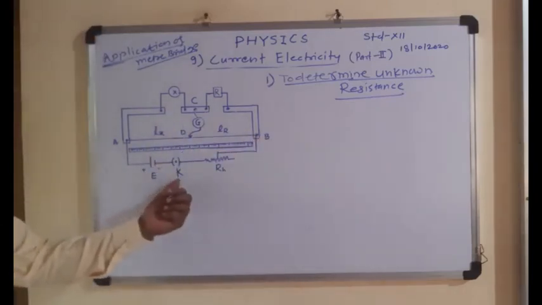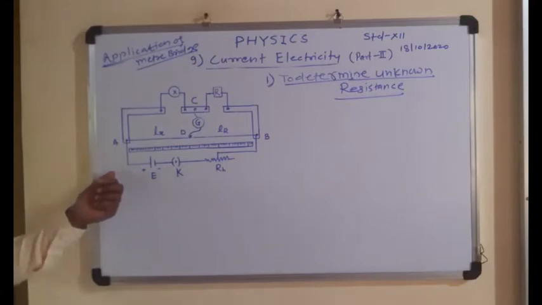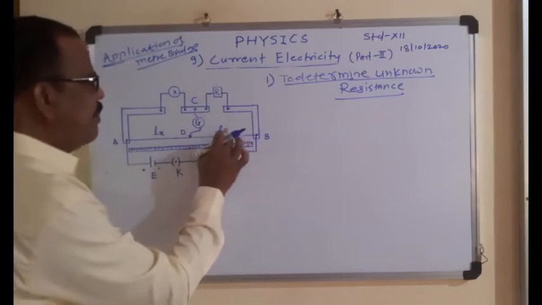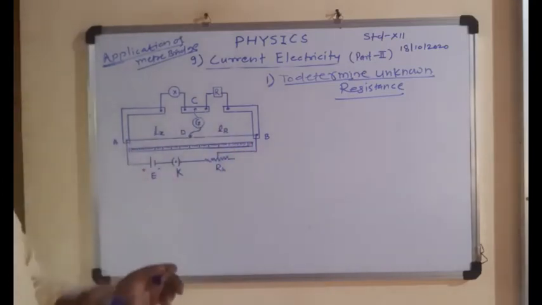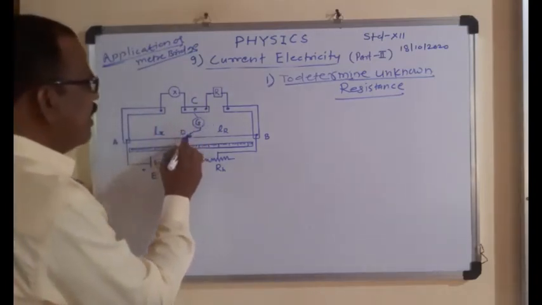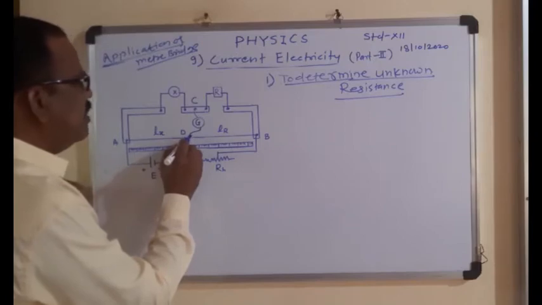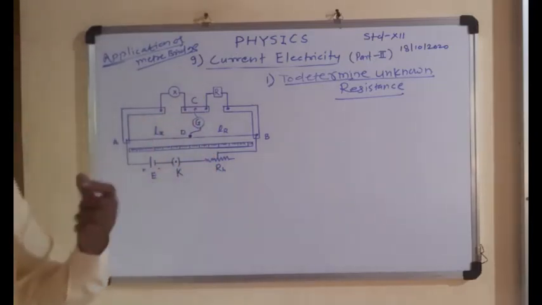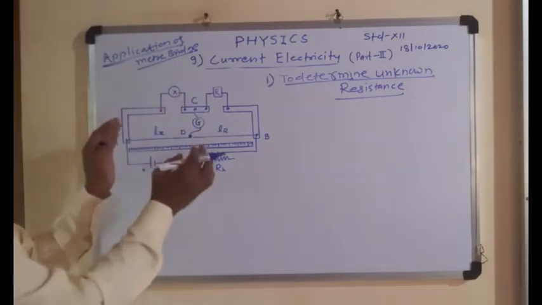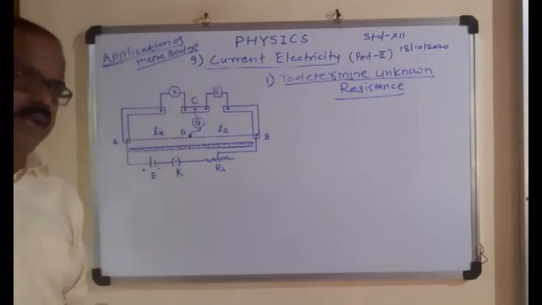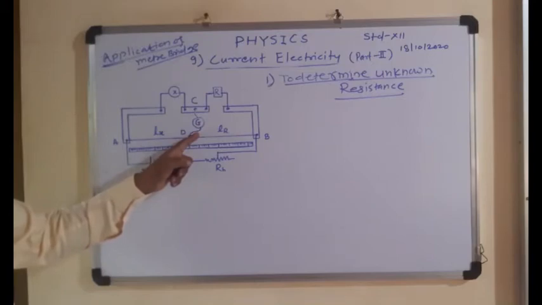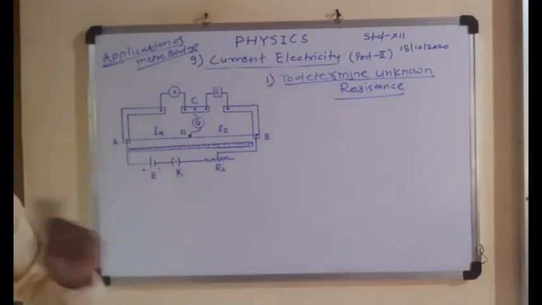Then press the key K and pass the current through the circuit, and tap the sliding jockey on the wire AB at different points. Then it is observed that at a particular point, the galvanometer shows zero deflection. At the point of contact D, the galvanometer shows zero deflection. Then the network is said to be balanced. When the galvanometer shows zero deflection, the network is said to be balanced.